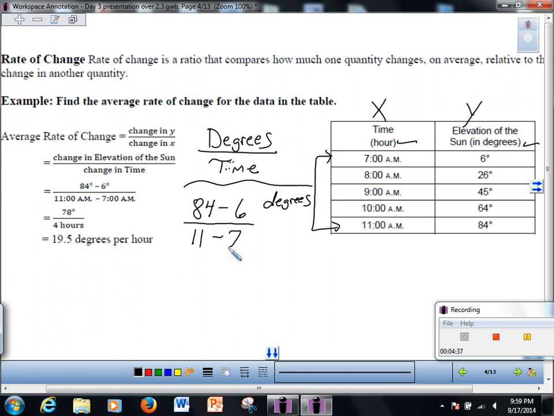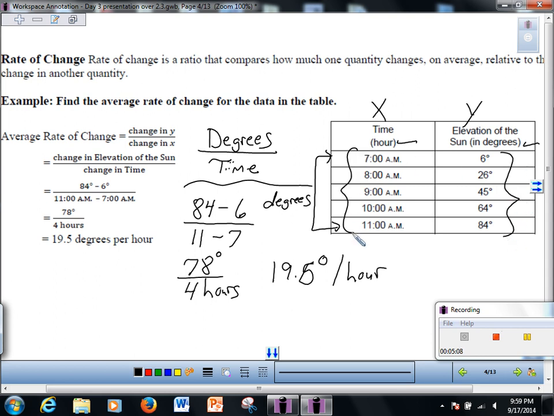Now I'm going to simplify that. I'm going to go 84 minus 6 is 78 degrees over 11 minus 7 is 4 hours. And if I simplify that, I get that it's going to change by 19.5 degrees every hour. That's called a rate of change. We're going to see how much this column grows compared to how much this column grows.